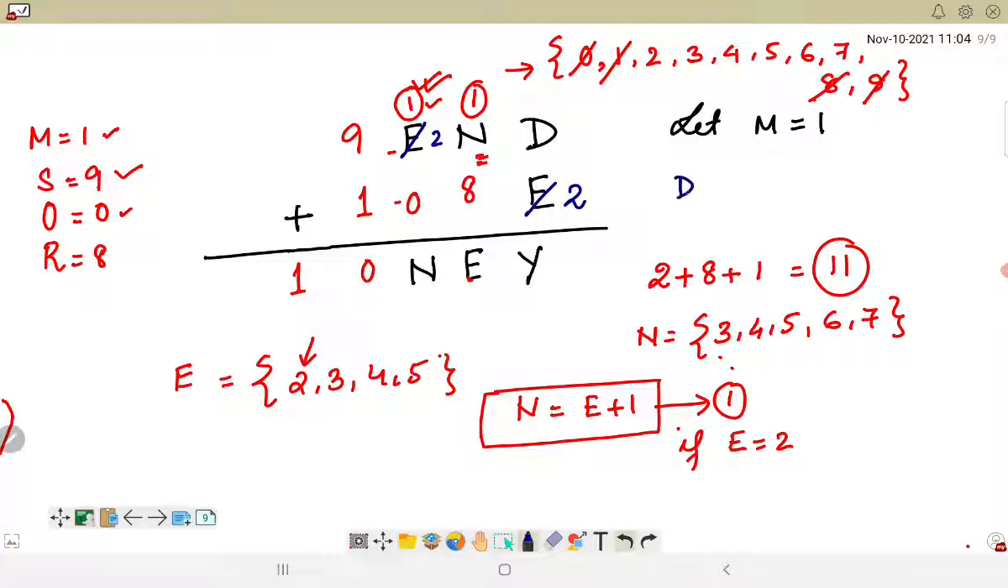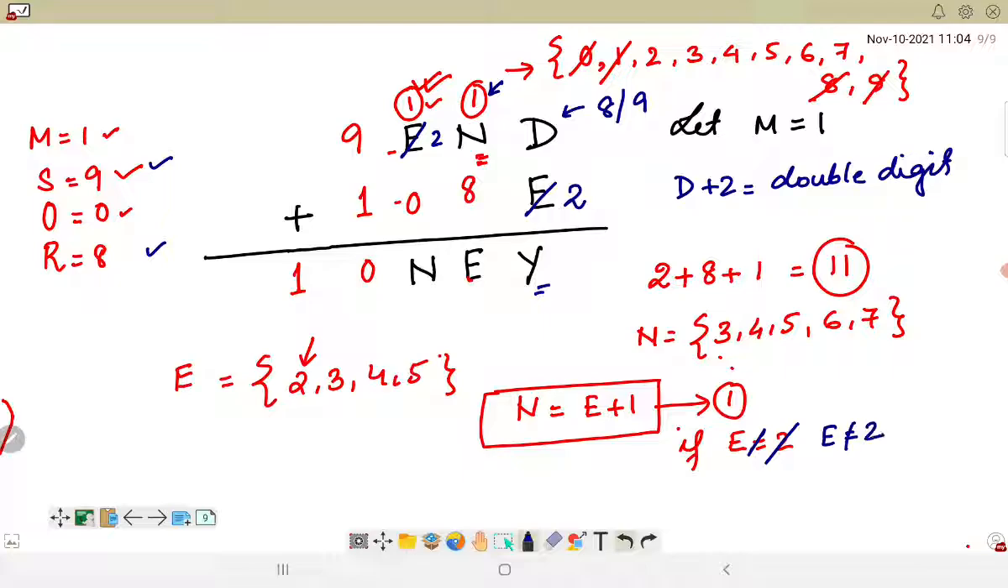So D plus 2 has to give me a double digit number, because this will be a double digit number, as this is generating a carry of 1. In that case, D has to be 8 or 9, and both of them are not possible because we already have 9 and 8 taken, right? So E cannot be 2.